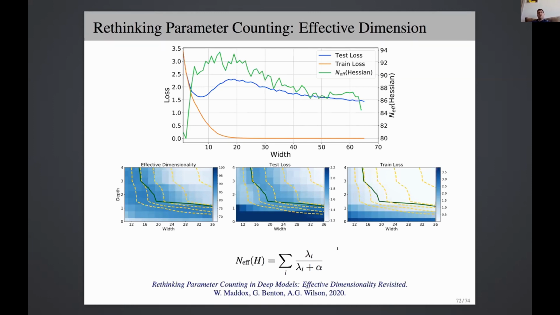And interestingly, this quantity can be used to quite effectively track properties like double descent. So we can see here where we have zero training loss, the effective dimension is tracking double descent quite closely. Here we're showing test loss, but it's also true for test error.